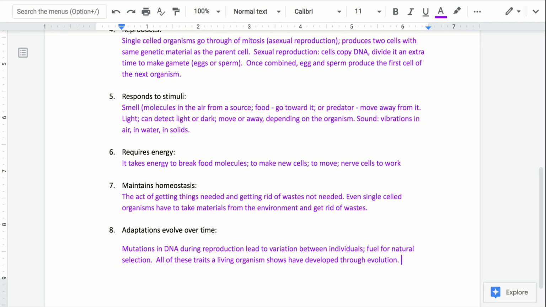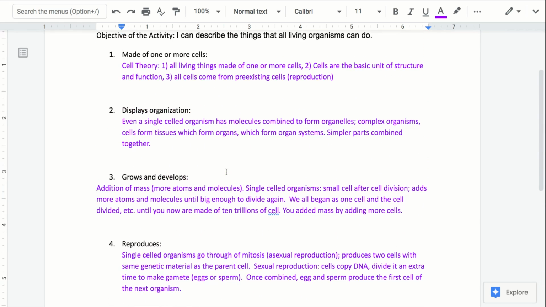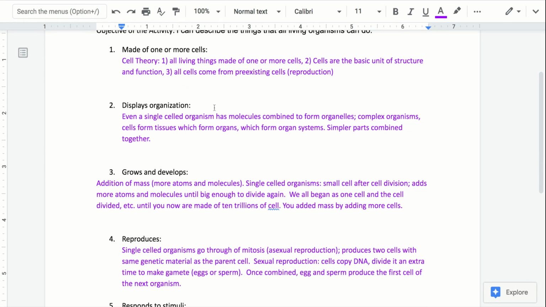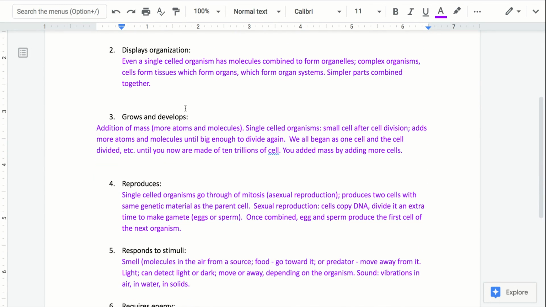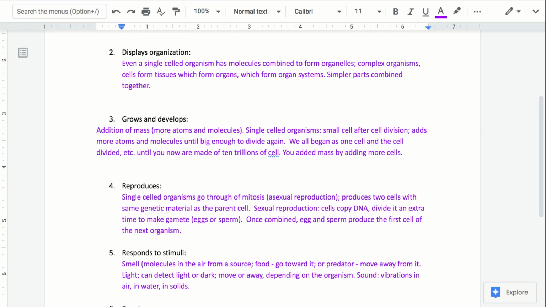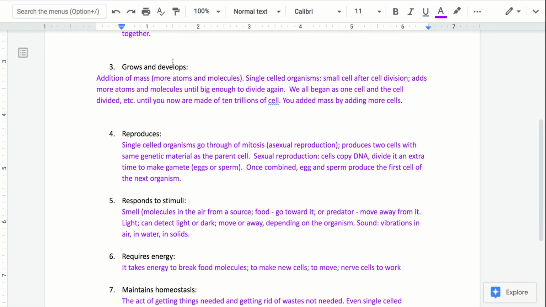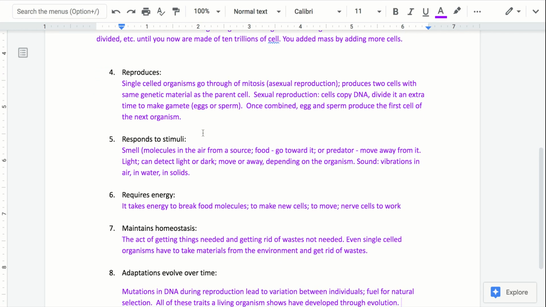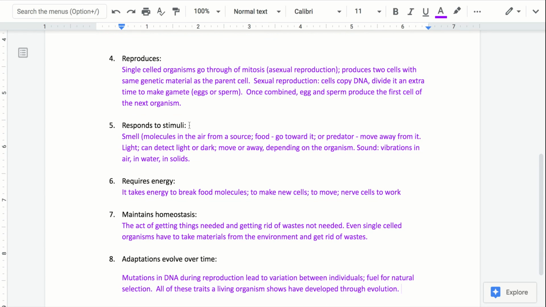So those are 8 things that are true about all living things, or things they have to do. They're made of one or more cells. Those cells and the organisms themselves display organization. They grow and develop. By the way, development is a predictable pattern of growth, cells developing in certain ways at certain times. They reproduce. They copy their DNA, pass the DNA on to new cells or into gametes that are passed on to form the next offspring.